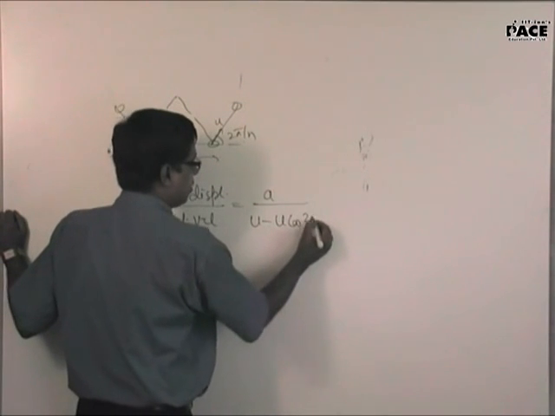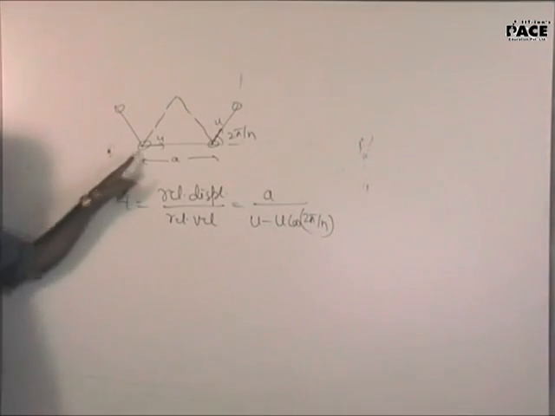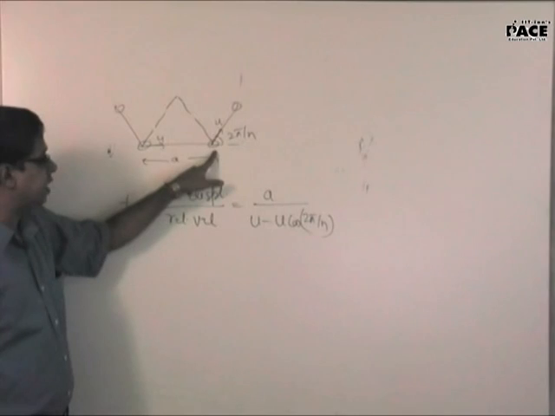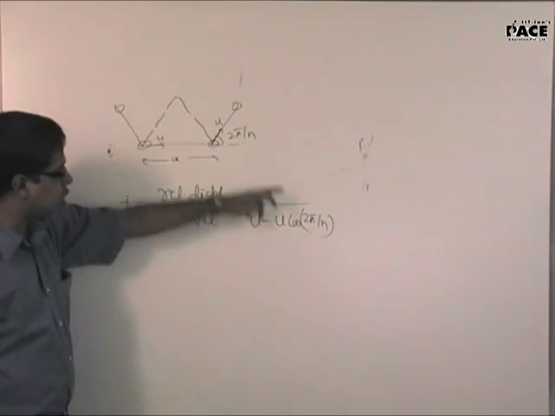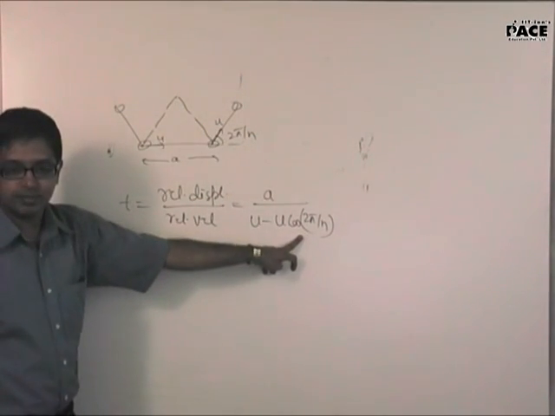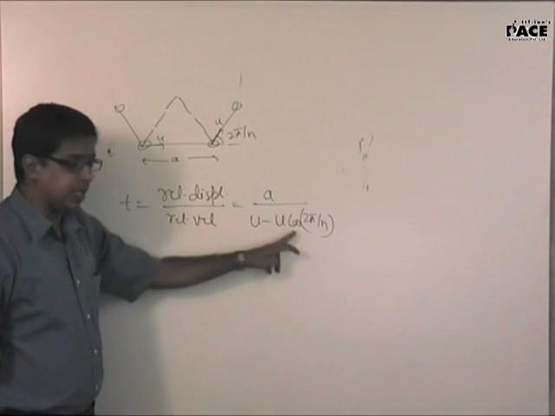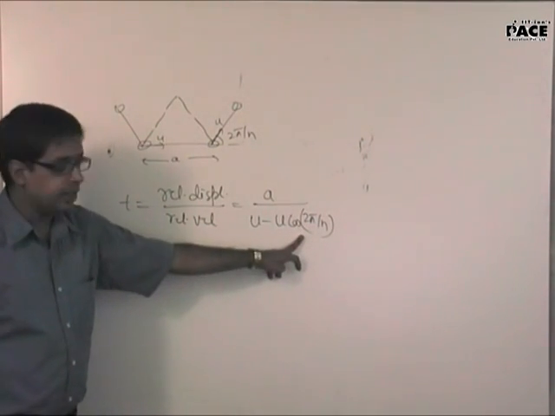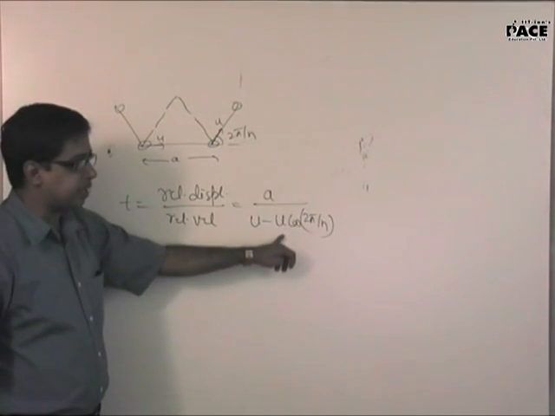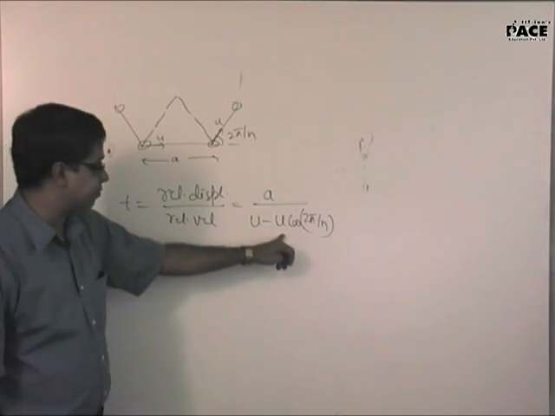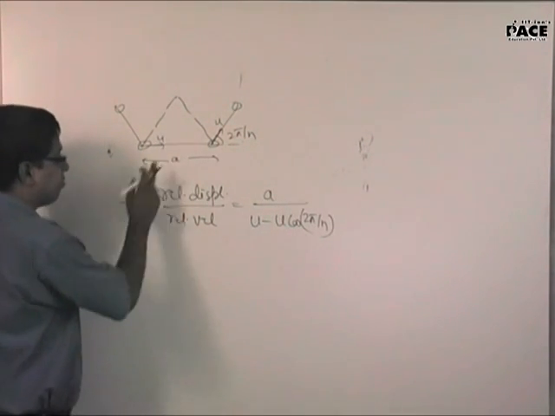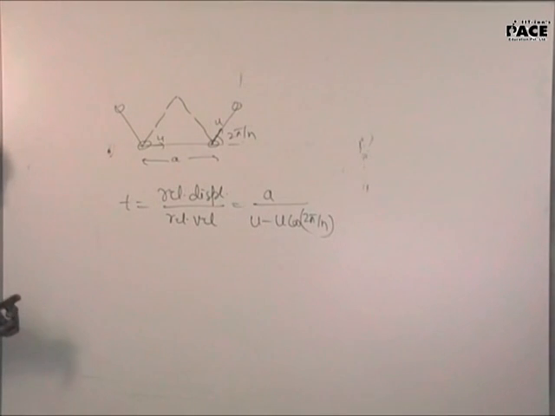u cos 2 pi by n. Yes, the relative velocity of this with respect to this will be u minus u cos 2 pi by n, resolving u cos 2 pi by n in this direction. So this will be the relative displacement, and this will be the relative velocity. Now this is the time after which the two particles will be meeting.